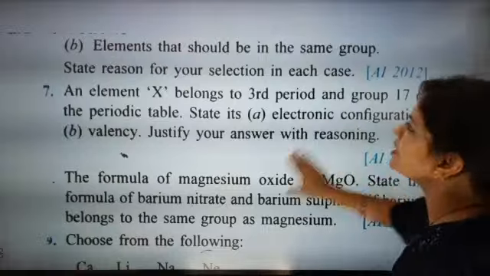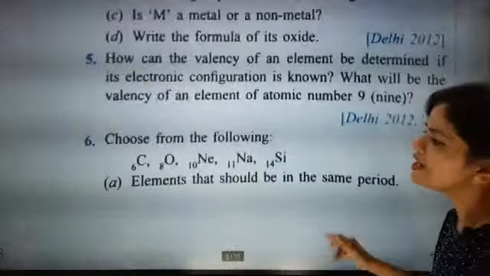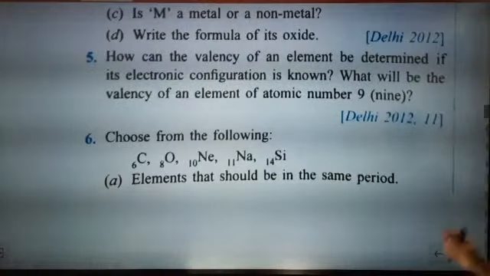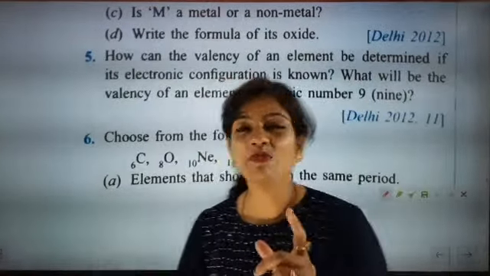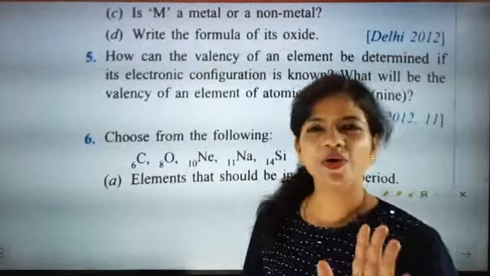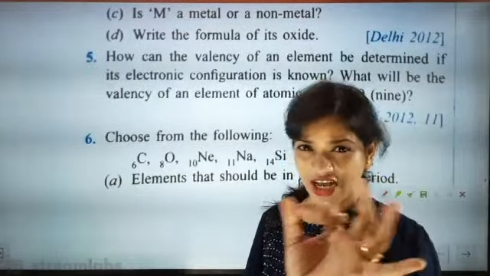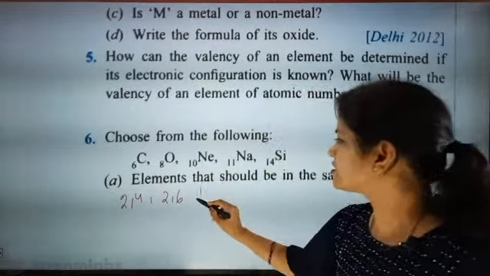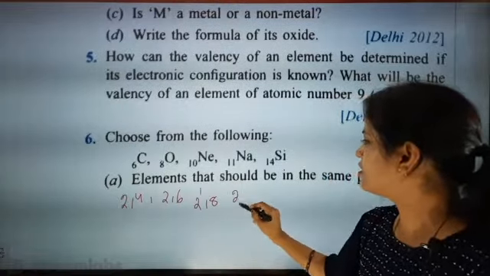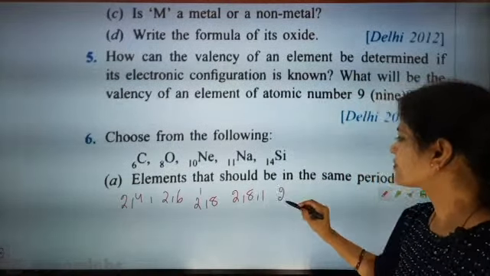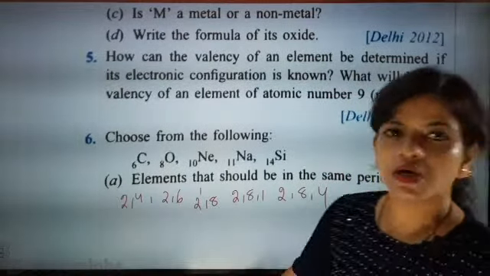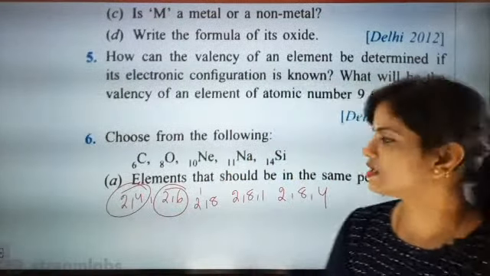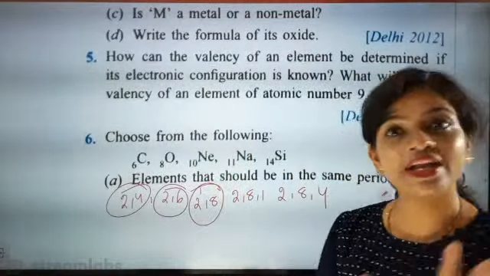Okay, same period, how to find? One simple technique is there, beta. Same period means the number of orbits will be the same. Just check this: 2,4; 2,6; 2,8; 2,8,1; 2,8,4. Count. Here 2 orbits, here 2 orbits, here 2 orbits. So period number 2.